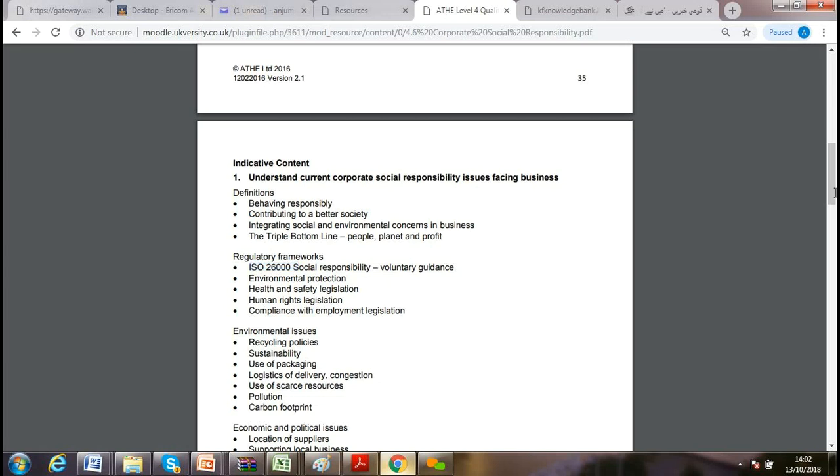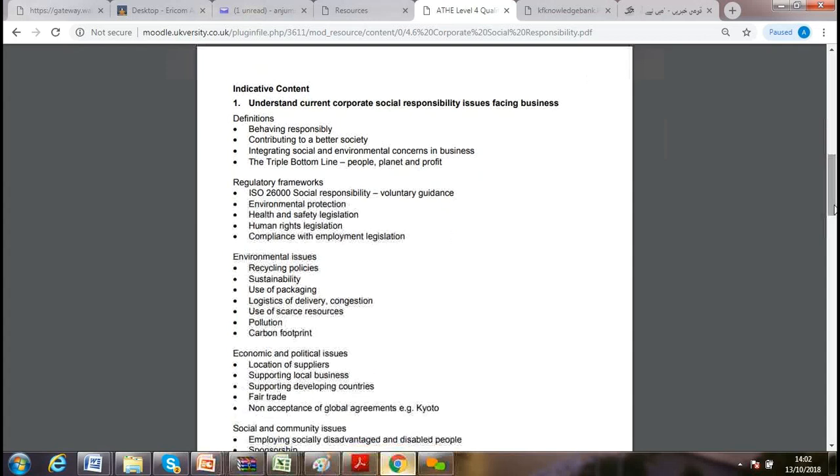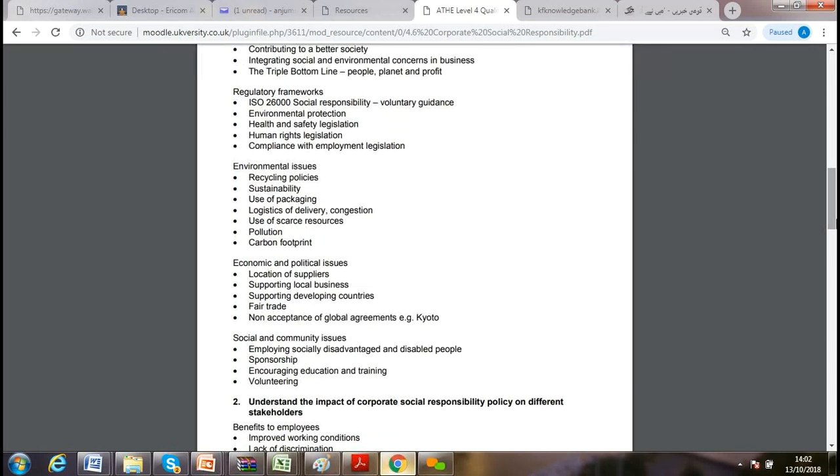Next, compliance with the employment legislation and environmental issues, such as recycling policy. What policy do we have in the organization on recycling and sustainability, and how can we make our organization sustainable? Packaging, logistics, delivery, congestion, scarcity of resources, pollution, carbon footprint: what actions as an organization are we taking towards all these things? Then economic and political issues, which we'll discuss.